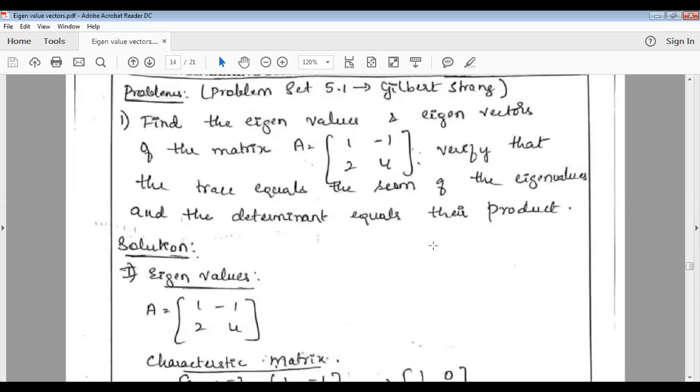The question is, find the eigenvalues and eigenvectors of the matrix A, where A is [1, -1; 2, 4]. You also need to verify that trace equals the sum of eigenvalues and the determinant equals their product. So let's look at the second part later. First, let's find the eigenvalues, right? So what do I do for eigenvalues?